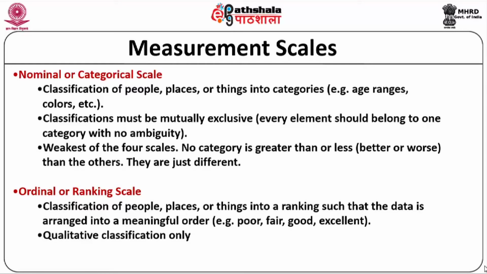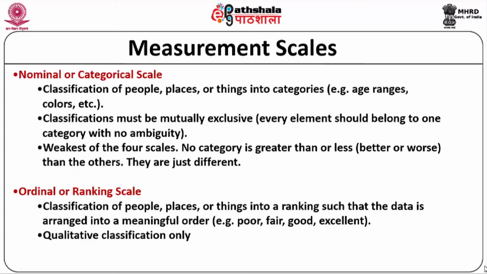Here the classification that we do with the help of the categorical label should be mutually exclusive. In other words, every element must belong to exactly one category without any ambiguity. We cannot have any data falling in more than one category. In other words, it will be ambiguous when you are having one data with 2 different labels.